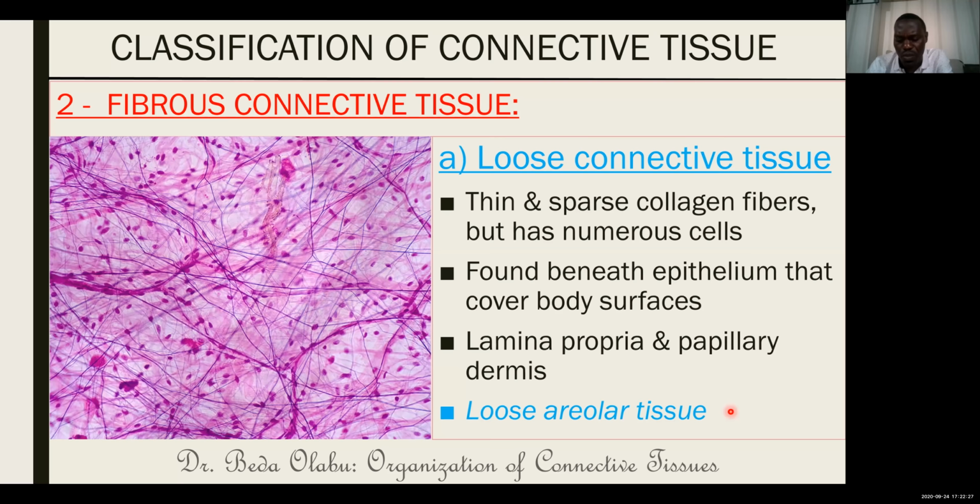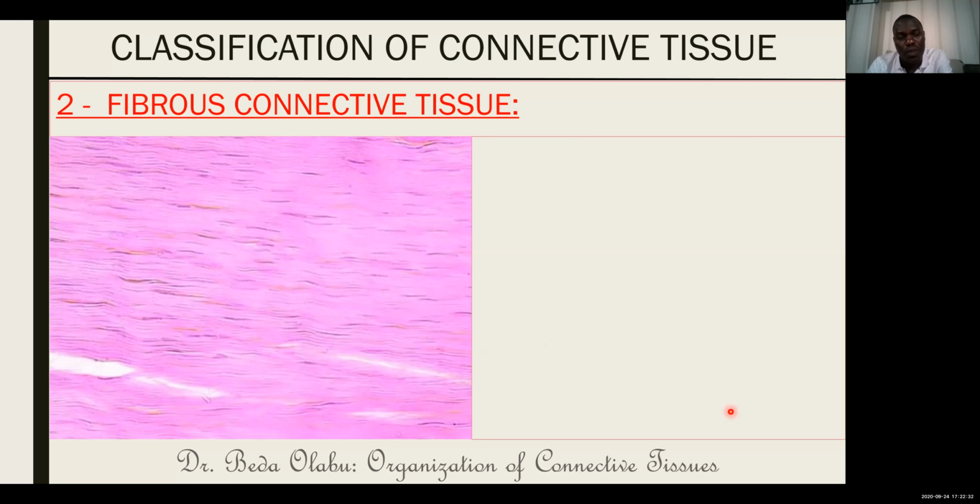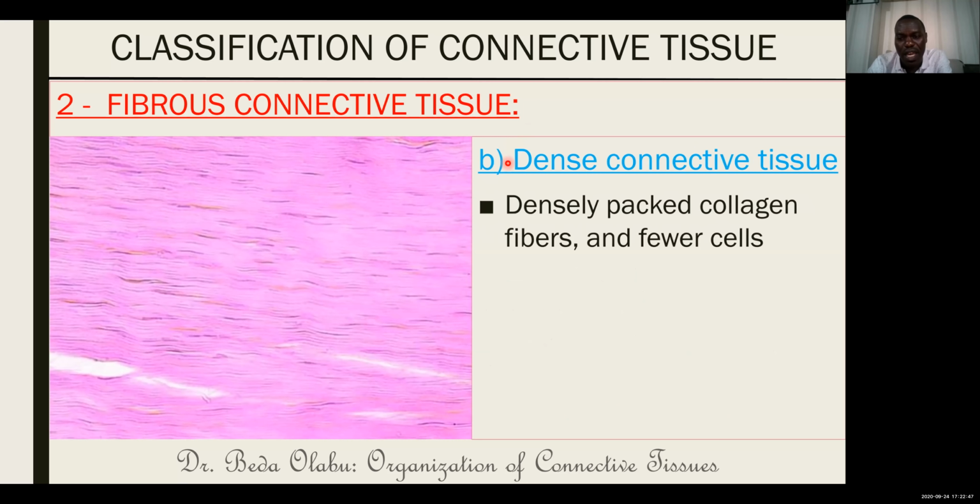Okay, marching on. Now we talk about the dense connective tissues. We say that fibrous tissue can either be dense or loose. Now the dense one means that the collagen fibers are closely packed together. Look at this. Now you agree with me that this is actually dense. You can see fibers are closely packed.